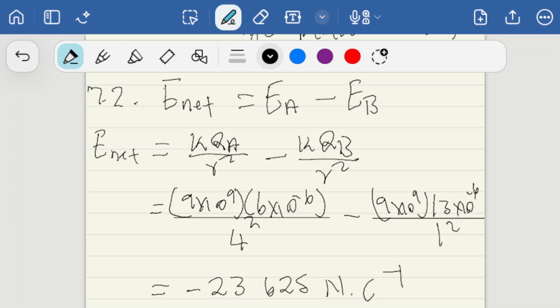23,625 newtons per coulomb to the left. Because the field from B is to the left, the answer must be like this. So you can write it as 23.6 times 10 exponent 3. I think nobody will care that much about it. Okay.